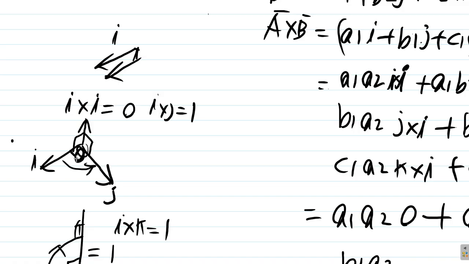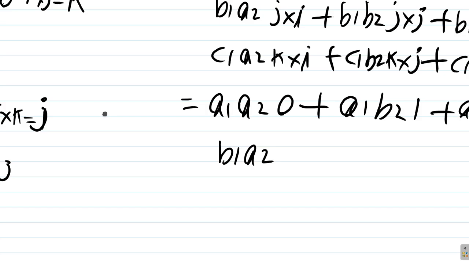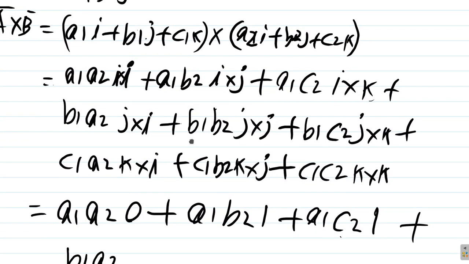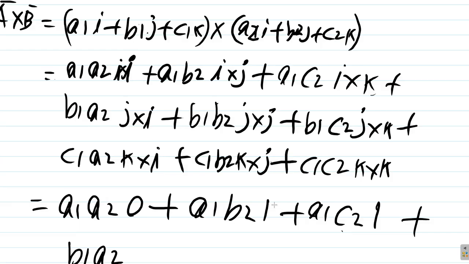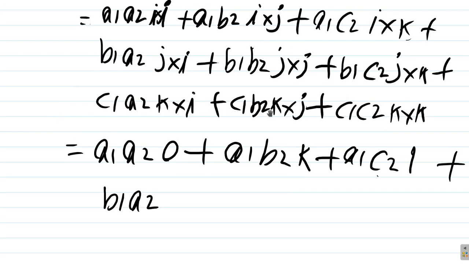Sine 90 is 1. This 90 here. But now, if you cross I with J, you get 1K. I cross J is K. Right? And then I cross K would be J. So this should be J. Right? So in this case, A1, B2, I cross J is K. Right? So we have I cross J is K.